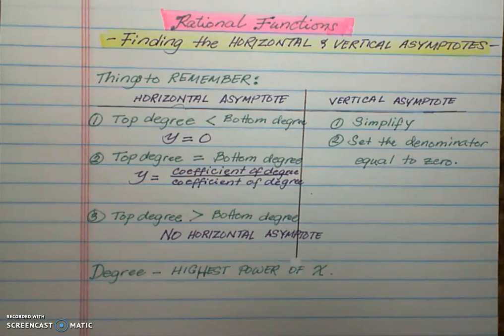Number two, when the top degree is equal to the bottom degree, you just take the coefficient of those degrees and that will be your asymptote. So y equals the coefficient of the degree on top over the coefficient of the degree at the bottom. Number three, when the top degree is greater than the bottom degree, there's just no horizontal asymptote.